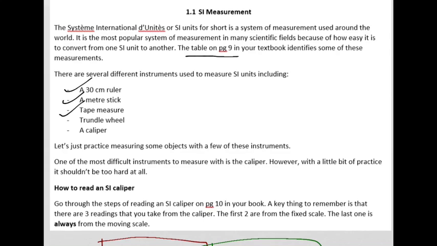A trundle wheel is a wheel with a clicker that clicks every time the wheel completes one full revolution, and the circumference of that wheel is exactly 1 meter. So that's useful for spacing out lines in like a soccer field or a football field. And lastly is this thing called a caliper, which may seem a little bit strange to you, but I'm going to spend some time telling you how to read a caliper. Actually, I'll make it in the next video.